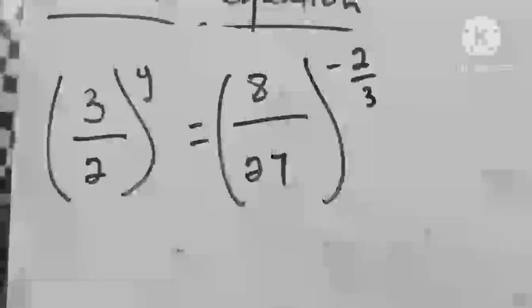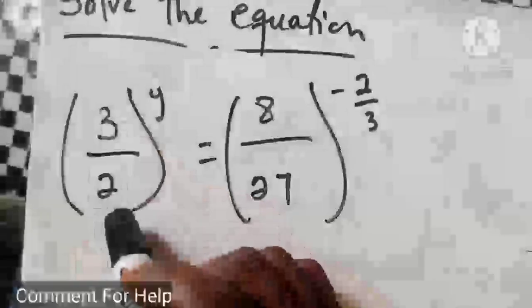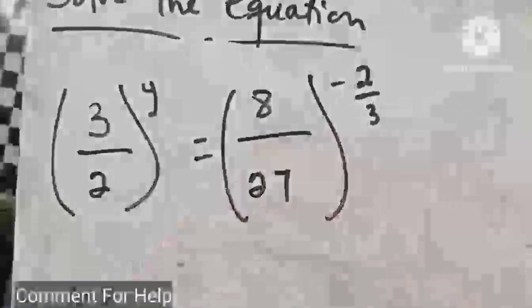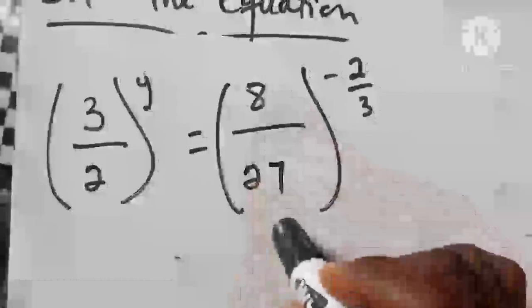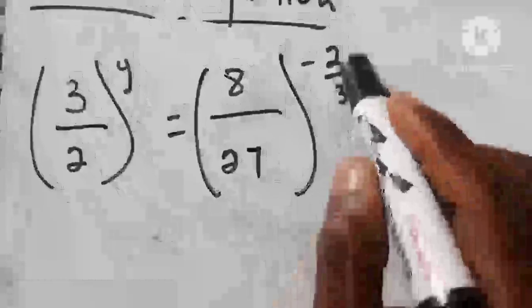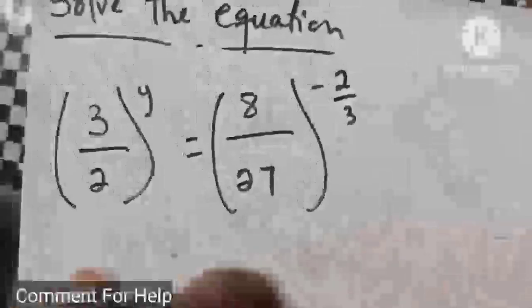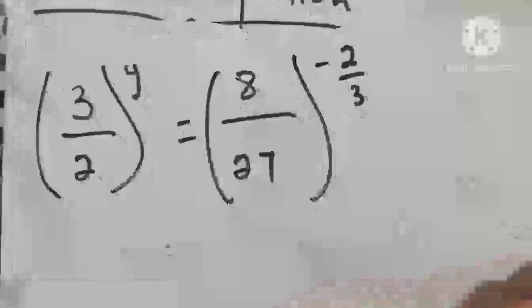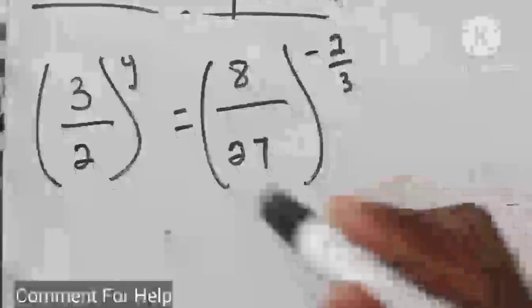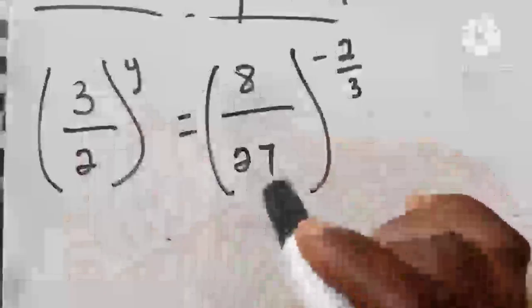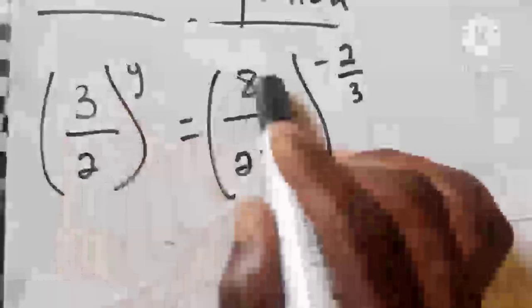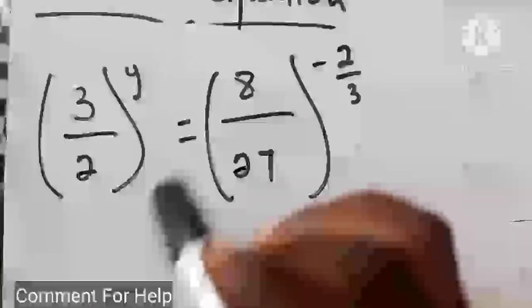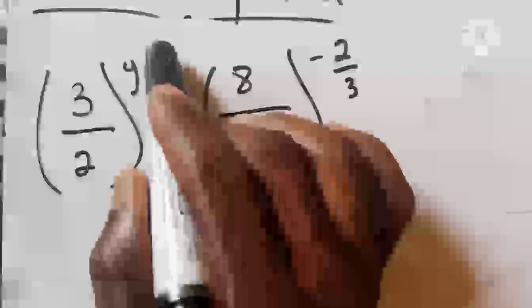This is our second question. We are given (3/2)^y = (8/27)^(-2/3). So for sure we are solving for the value of y. The idea remains the same. Irrespective of the fraction, what we need is to see the same base here, so that we are guaranteed to equate the exponents.